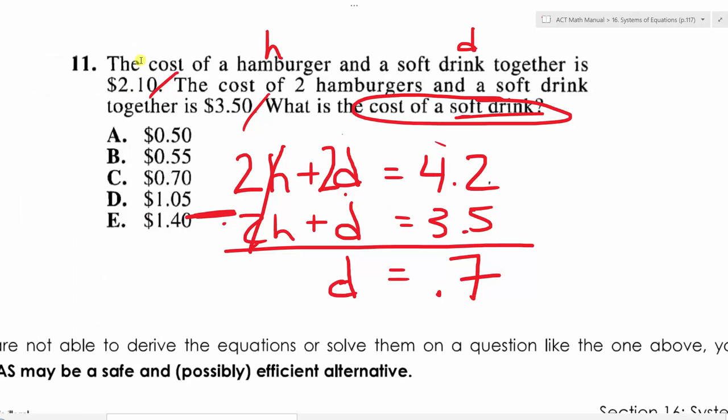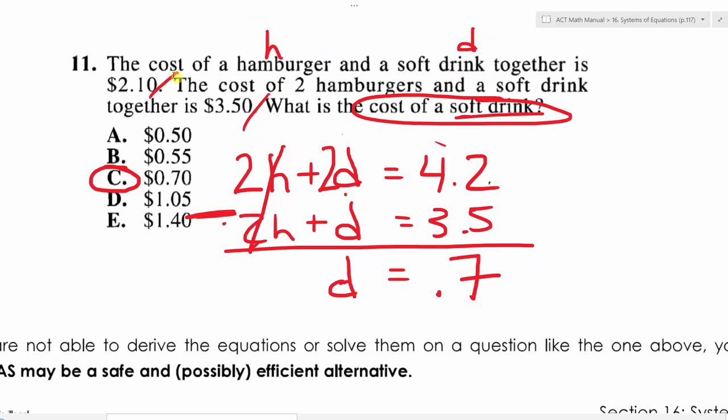They must have written this question back in like 1960 or something. Maybe 1980. I don't know. Whenever soft drinks were 70 cents. They ain't anymore. That's all I know. So answer choice C would be the cost of a soft drink.